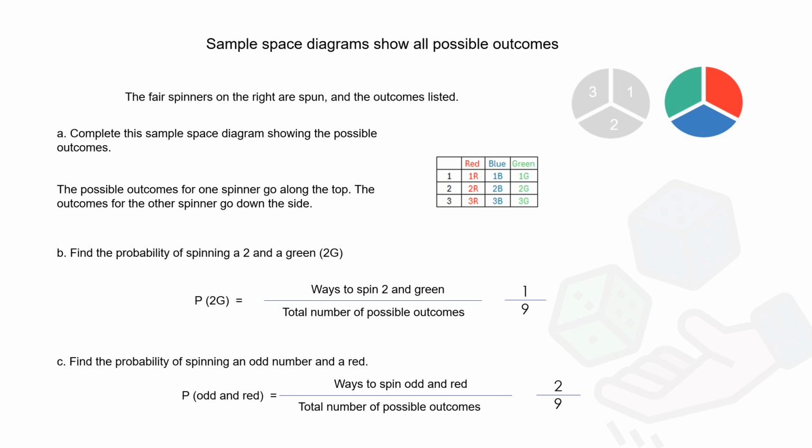A. Complete the sample space diagram showing the possible outcomes. The possible outcomes for one spinner go along the top and the outcomes for the other spinner go down the side. B. Find the probability of spinning a 2 and a green. So we look at our formula here, so it's 1 in 9. And then C, find the probability of spinning an odd number and a red. So we use that same formula and we can see there's 2 in 9.